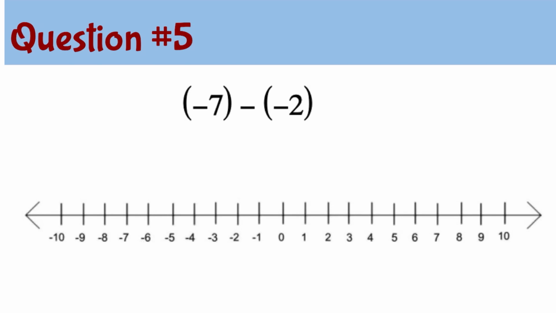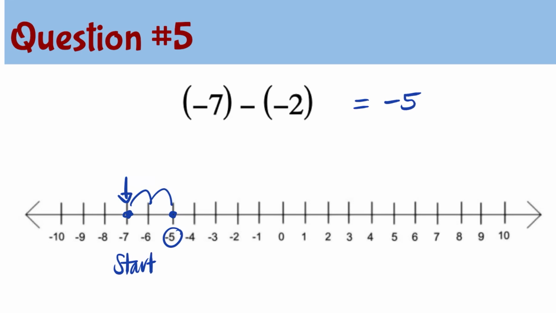Question number 5. Negative 7 minus negative 2. For this question, we're starting with negative 7. From negative 7, we're subtracting negative 2. Are we moving 2 units right or 2 units left? 2 units to the right. So we have 1, 2. So the answer for this question is negative 5.